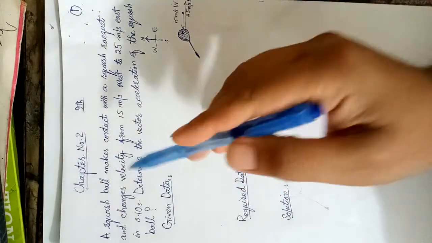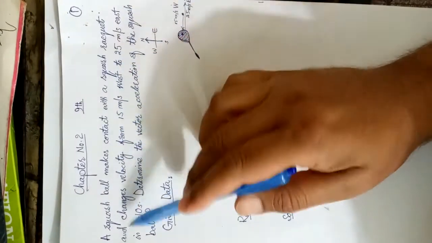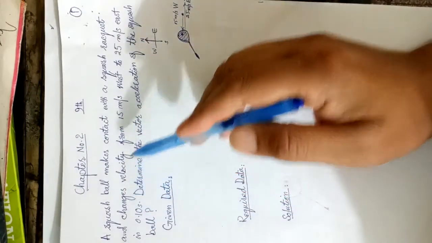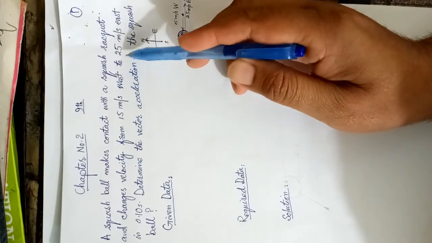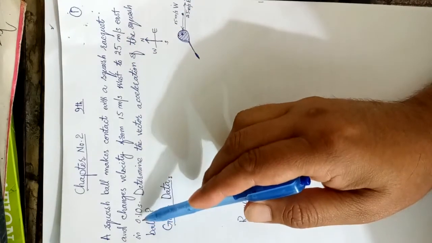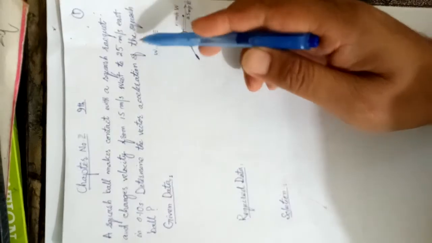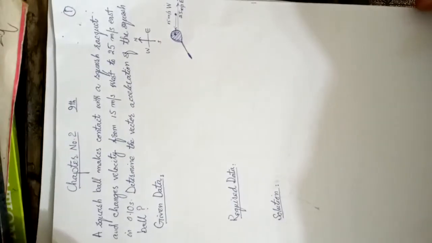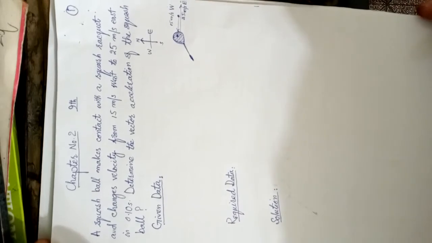First question states that a squash ball makes contact with a squash racket, changing velocity from 15 meter per second west to 25 meter per second east in 0.1 second. Determine the vector acceleration of the squash ball. Dear students, in this question we have to determine the acceleration, vector acceleration.